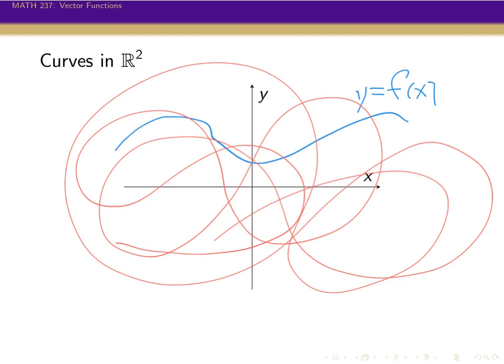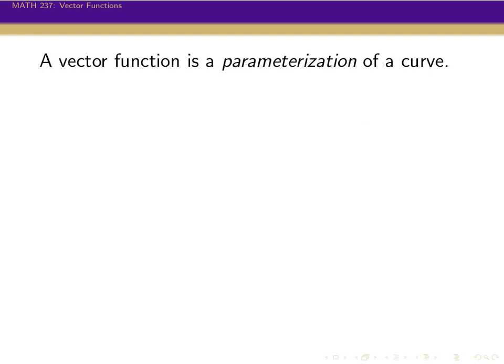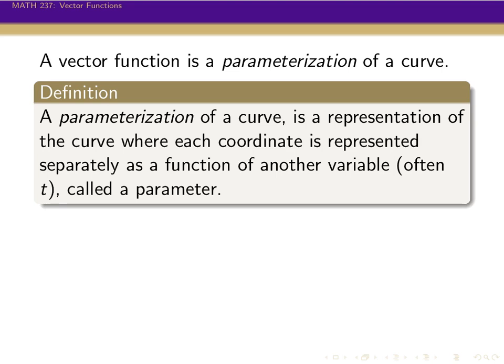Obviously we're not going to be able to write this just as y is equal to some function of x, and so we're going to need to try something else. What we're going to do is use these vector functions to what's called parameterize the curve. And so what exactly is a parameterization? A parameterization of a curve is a representation of the curve where each coordinate is represented separately as a function of another, non-spatial variable. Usually we'll use t, and this t is what's called a parameter. You can think about t as representing time.